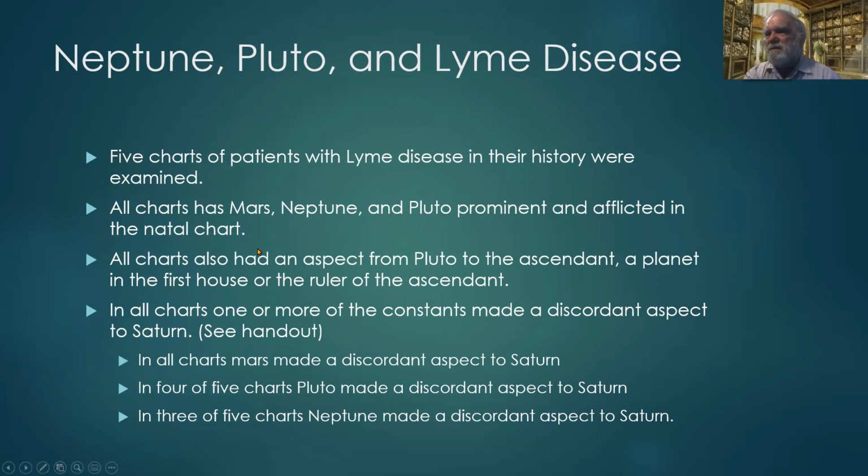All charts also had an aspect from Pluto to the ascendant planet in the first house, or ruler of the ascendant. And I just noticed as I was doing this, wow, I'm writing Saturn a whole lot here as I'm writing these things down. And I said, it turned out all the charts, one or more of these constants, Mars, Neptune, or Pluto, made a discordant aspect to Saturn, right? And I said, in every chart, Mars made a discordant aspect to Saturn.